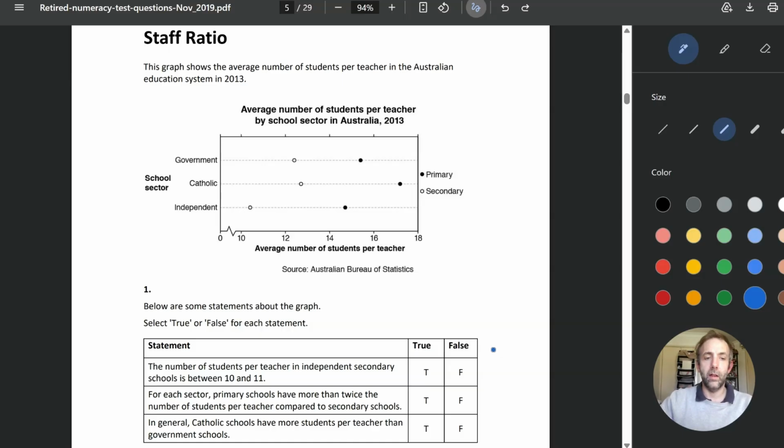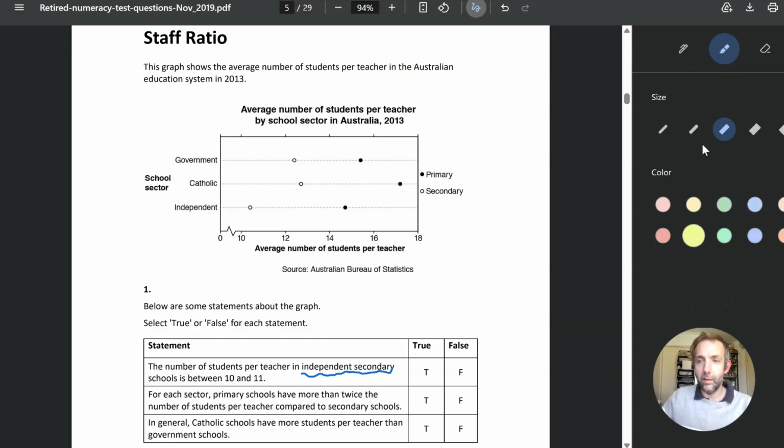So the first statement says the number of students per teacher in the independent secondary school is between 10. So let's just highlight some keywords. So independent secondary school. So we need to look for the dot that is representing the independent secondary. So I'll get my highlighter out. Secondary is the dots which are not colored, and independent is on this dotted line here. So based on that, we need to be looking at this point, and it says is between 10 and 11.